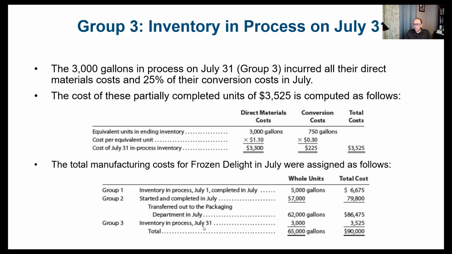Group 3 are the remaining inventory in process. These are 3,000 gallons, and remember, these are the whole units because they were only completed by 25%, but here we're only considering the whole units value, which is 3,000, and the total cost would be $35.25. So all in all, we have 65,000 gallons for a total cost of $90,000.